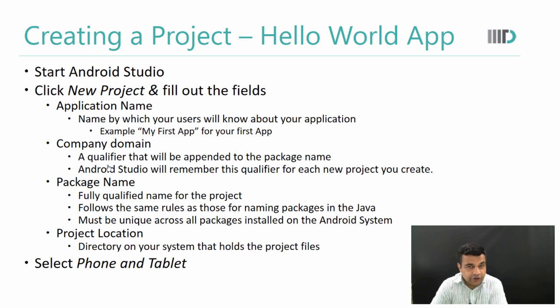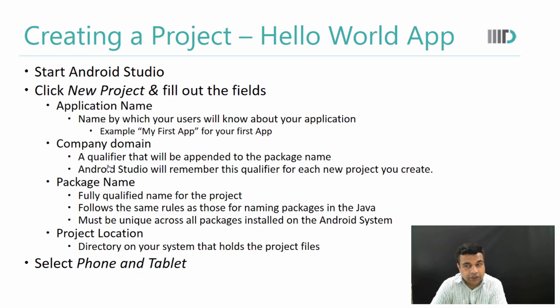So you must have a unique package name for all your classes. Now, how do you make sure that you have a unique package name for all your classes? Well, one way of doing this is to prefix it with your company domain name. Because you know that your company domain name is unique, you can be sure that your package name is also unique. And that's why once you give a company domain name, Android Studio remembers it and uses it as a qualifier for each new project that you create.